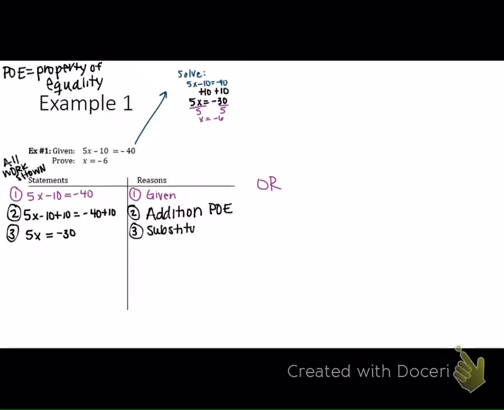Here is why it's substitution. Substitution means you replace something that is the same for something else. Well, what is negative 10 plus 10? 0. So we replace negative 10 plus 10 with 0. What's negative 40 plus 10? So we replace negative 30 with negative 40 plus 10. That is the definition of substitution.